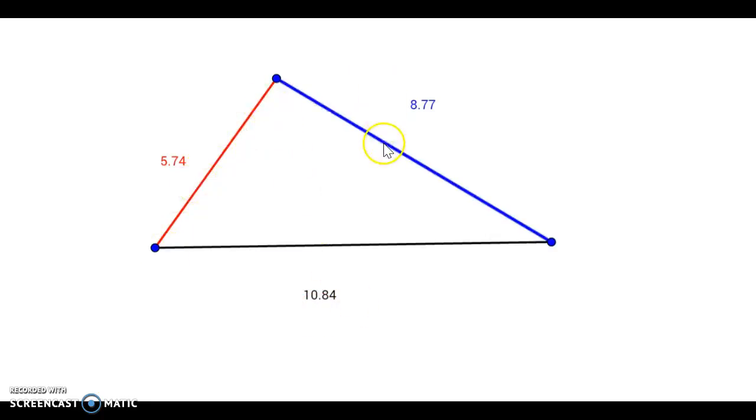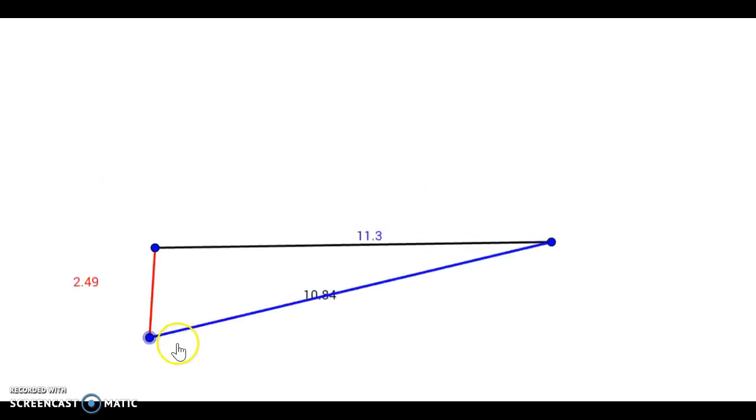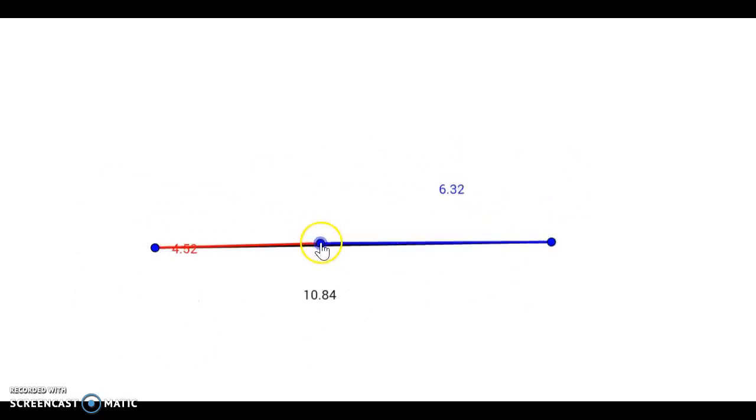We have the red side, the blue side, and the black side. And what happens is if I drag this around, I'll have a triangle everywhere I go, except when I go right here. When I go right here, I don't have a triangle. And what we have to recognize is these side relationships. When I add these two numbers together, 4.57 plus 6.27, it equals 10.84. So when the two small pieces add up to the big piece, I don't have a triangle.